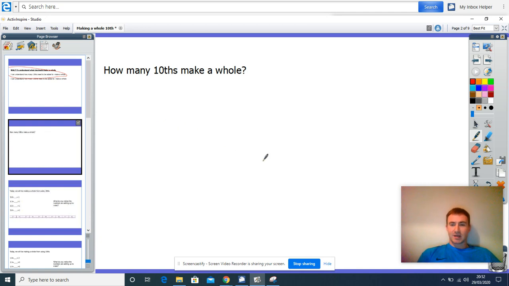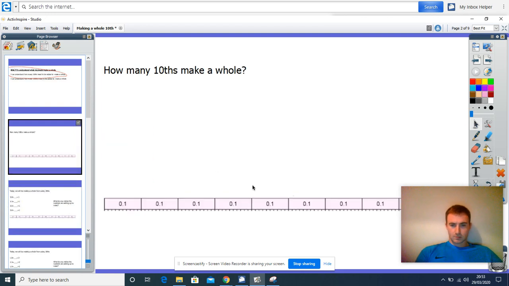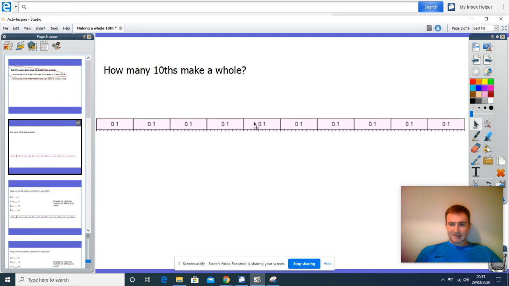So, how many tenths make a whole? Again, if you want to pause it, have a little think about how many tenths. We've got our whole number, our decimal point, and then how many tenths make up one whole? Have a little think. Okay, so I'm just going to bring this back in. So these are tenths, 0.1. How many of these make up one whole? Count with me if you want to.